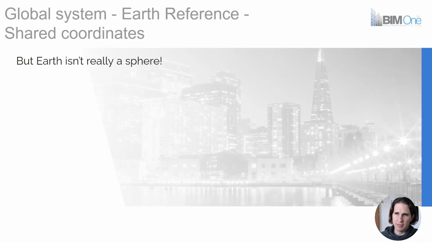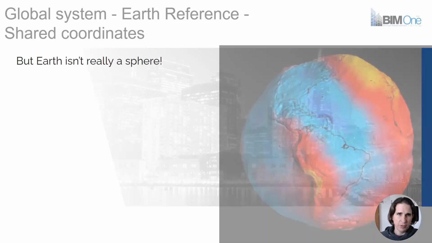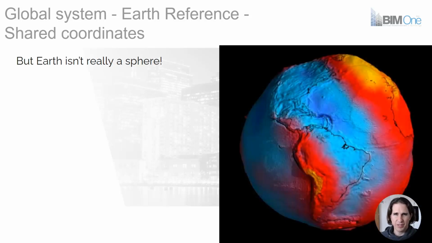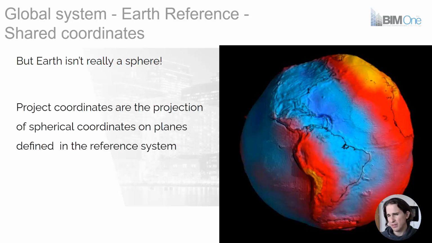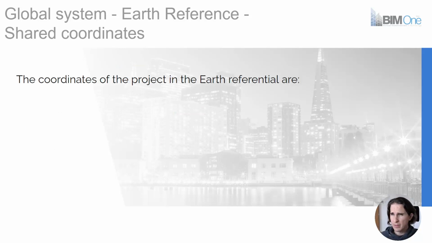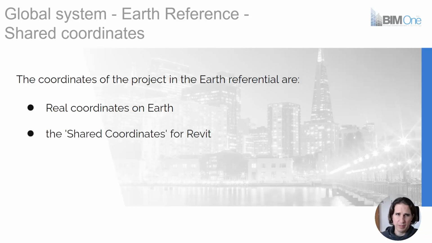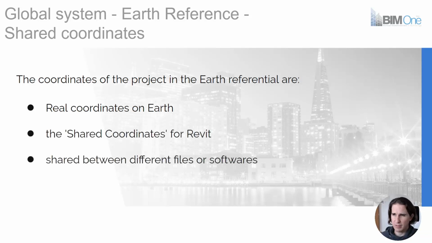The thing is, the Earth isn't quite a sphere, and that's where the systems are coming in. The project coordinates are the projection of spherical coordinates on planes defined in the reference system. The picture shows an exaggeration of the Earth's elevation differences. I think that's a 2,000 or 5,000 times exaggeration. So still on the global system, the coordinates of the project in the Earth referential are, in general, the real coordinates on Earth, the shared coordinates for Revit, and they are shared between files and software.